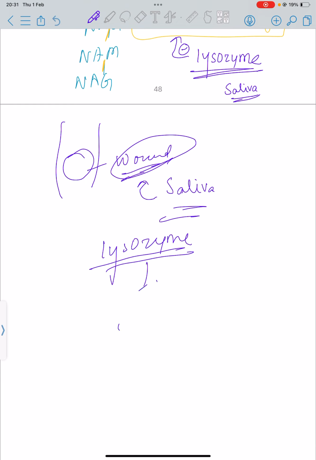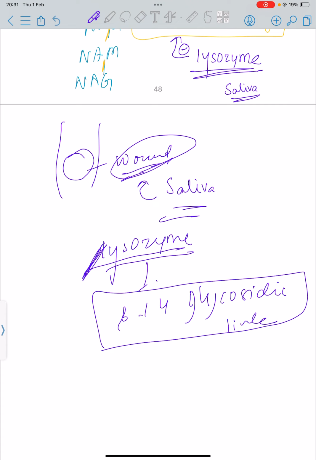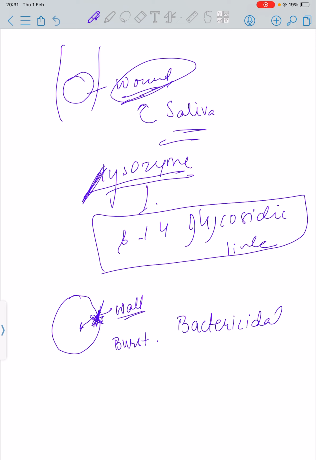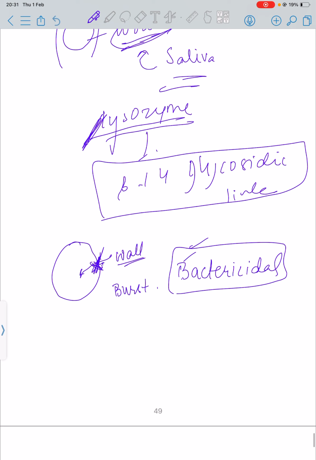Lysozyme can destroy beta 1,4 glycosidic linkage. So if beta 1,4 glycosidic linkage is destroyed by lysozyme, then the bacterial cell wall is gone. If the bacterial cell wall is gone, water will enter into the bacteria and the bacteria will swell up and burst. So there is bacterial death. So it is bactericidal. Okay, lysozyme is bactericidal, which breaks beta 1,4 glycosidic linkage.